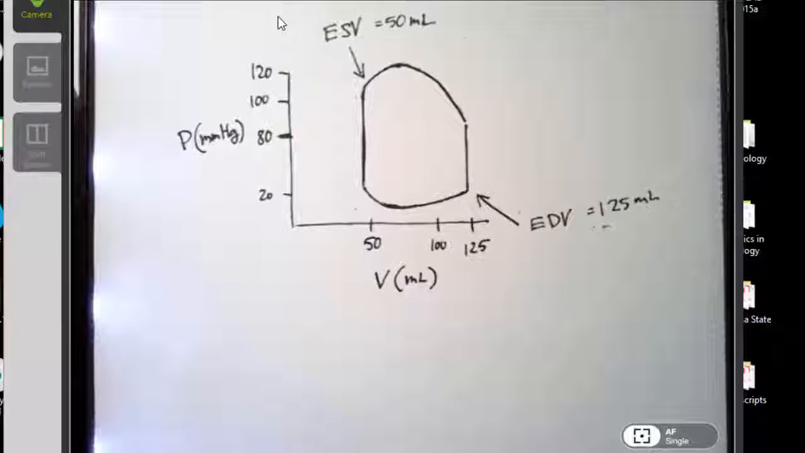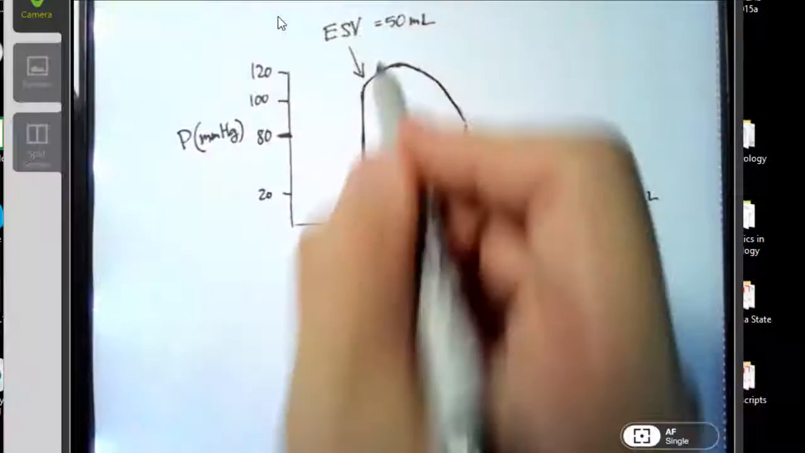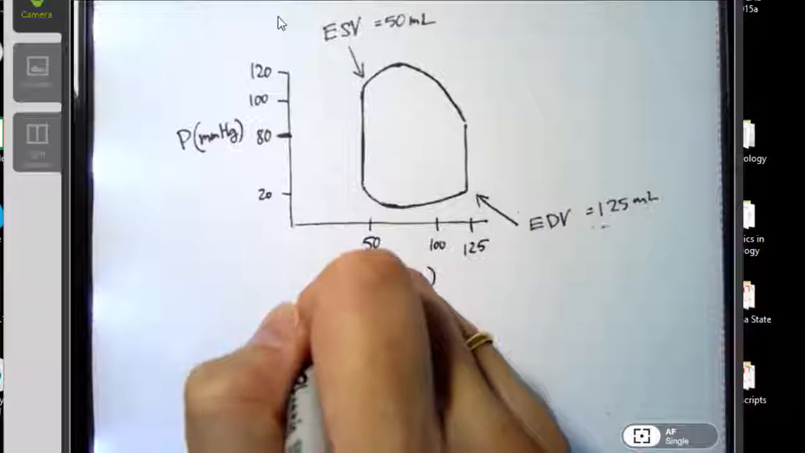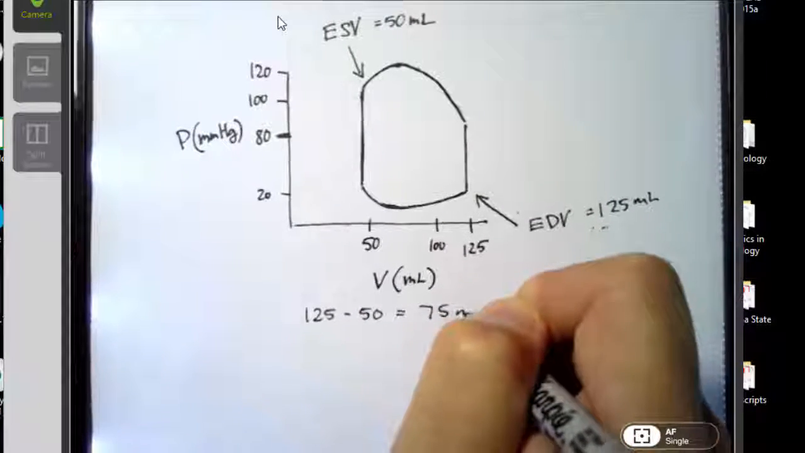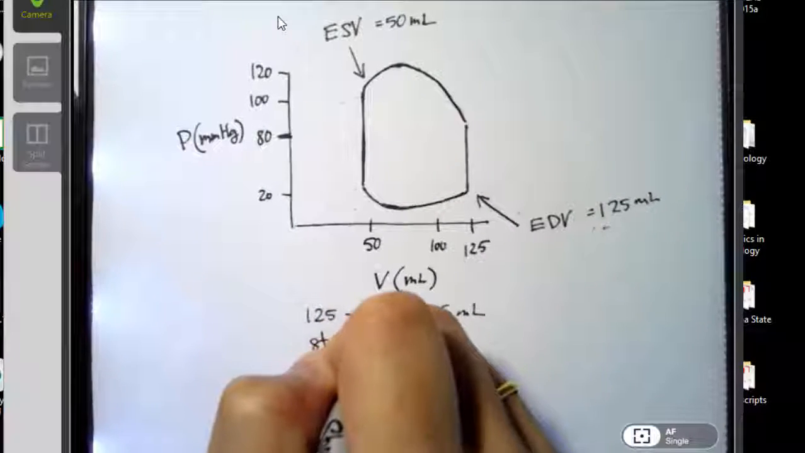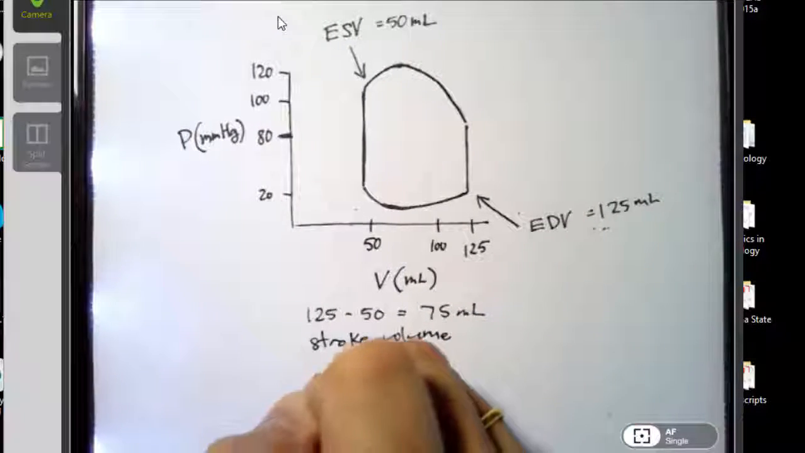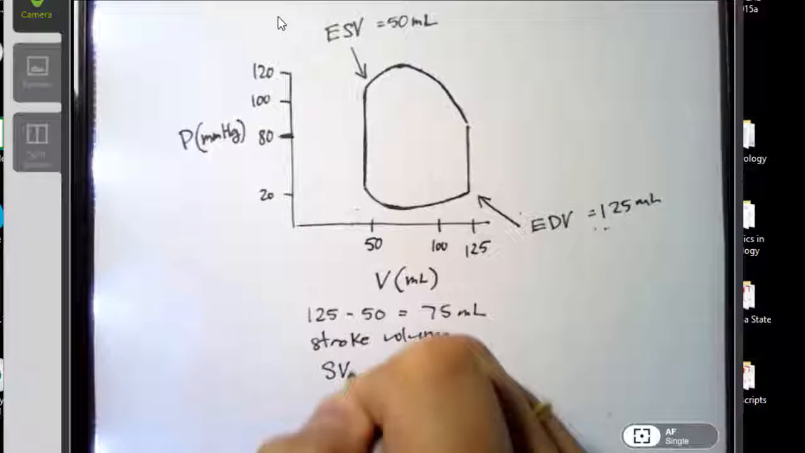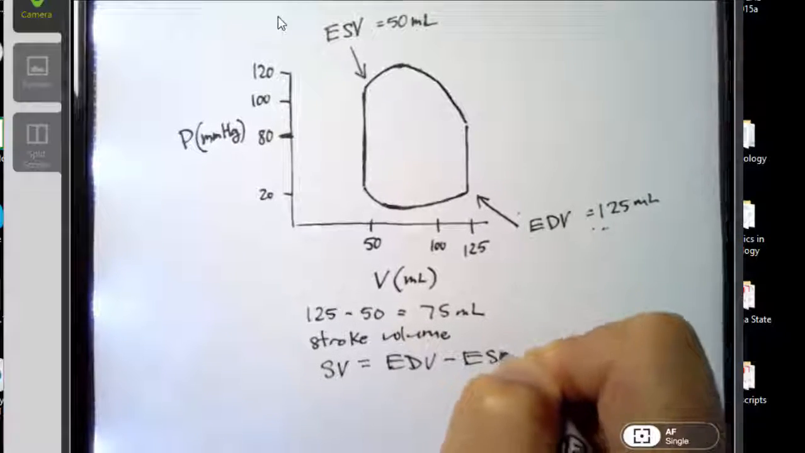So now we can start to answer the question, how much blood is ejected from the left ventricle? We can take the end diastolic volume, 125, and subtract out the end systolic volume. So we have 125 minus 50, and that gives us 75 milliliters. This volume is referred to as the stroke volume, and I'll just abbreviate it as SV. So SV equals end diastolic volume minus end systolic volume.